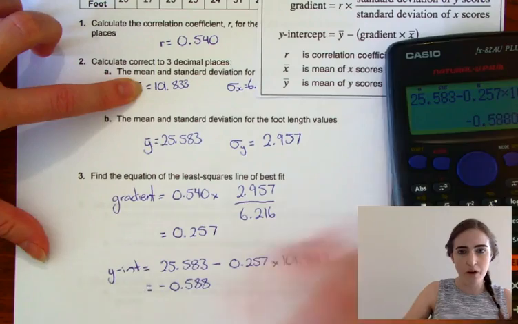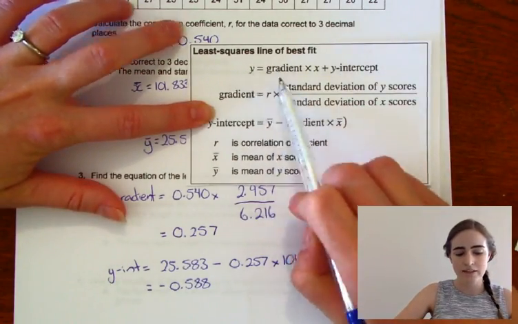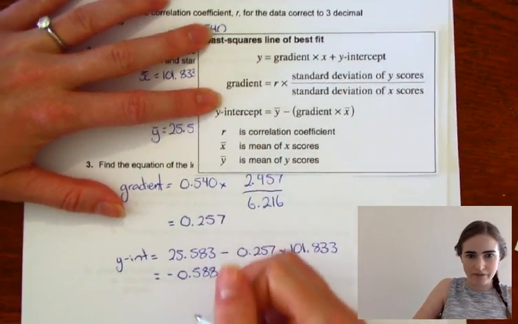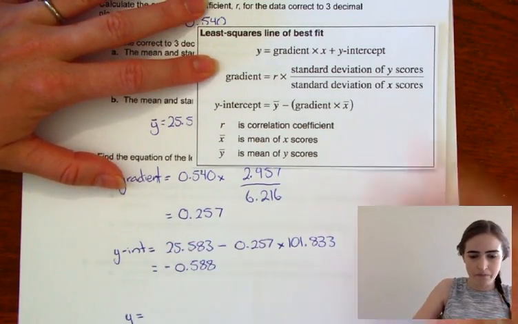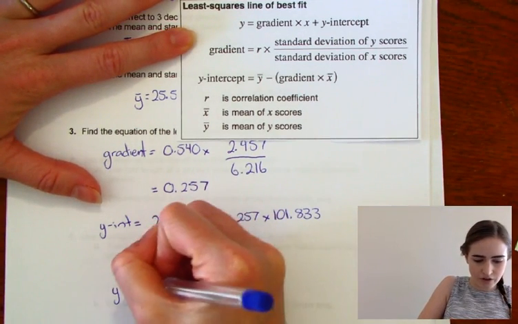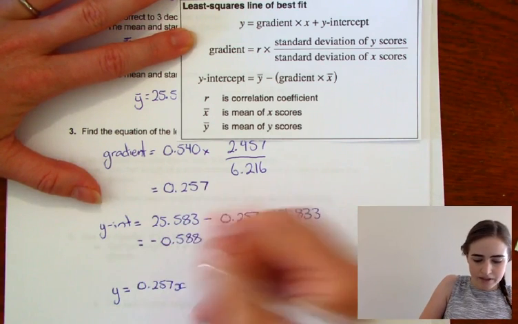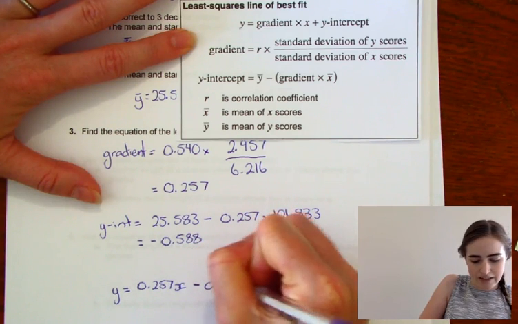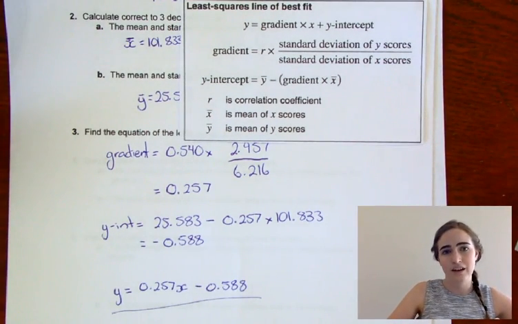So now we know our gradient and our y-intercept. We're going to use that very top line there, which says y is equal to the gradient times x plus the y-intercept. So we're going to have y is equal to, oops, that's not quite fitting, is it? Y is equal to the gradient, so 0.257 times x, plus the y-intercept, which was a negative, so it's going to be minus 0.588. So that there is the equation of the least squares line of best fit.